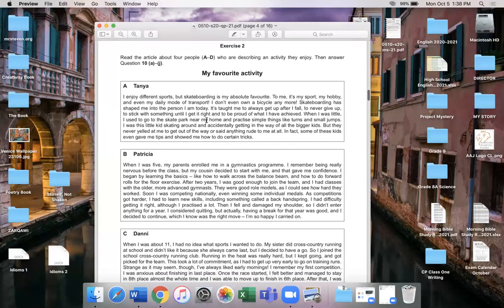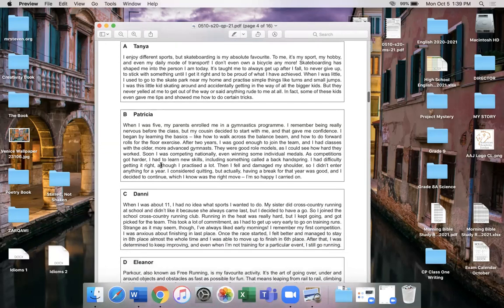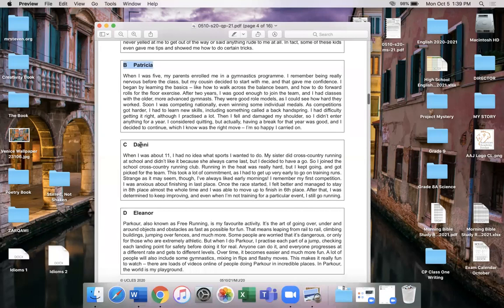Exercise 2 has been replaced with these small articles about someone. So basically, it starts with your favorite activity. There's a topic up here. Okay, this topic is a favorite activity. And then you have 4 characters. So character A is Tanya. Character B is Patricia. Character C is Danny. And character D is Eleanor.